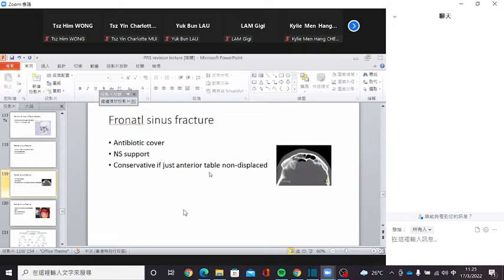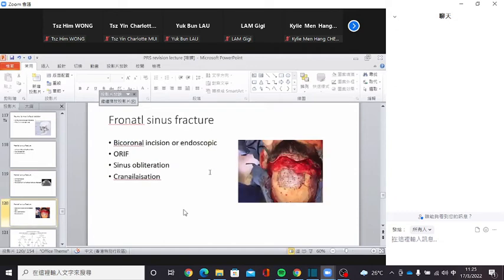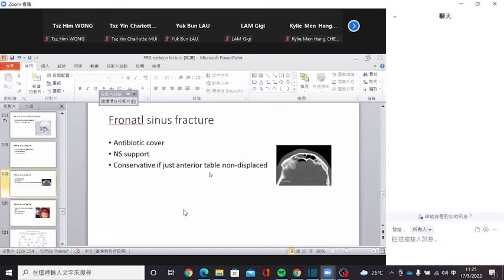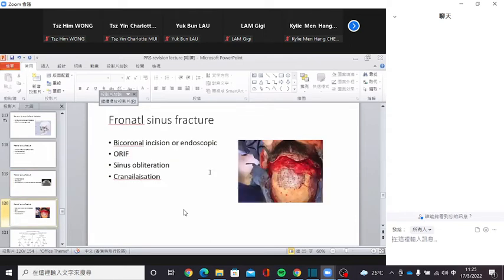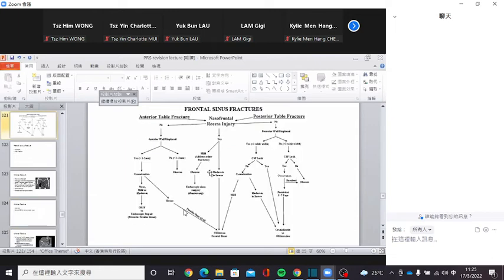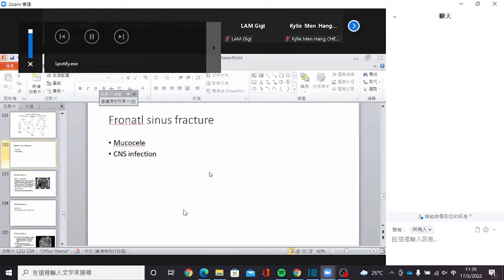You can see there is pneumocephalus. It could be conservatively managed if just the anterior table is undisplaced. If there is posterior table involvement, then we need to weigh the pros and cons of repairing it. The approach is a coronal incision, and then fix the bone fragments. Sinus obliteration is to prevent mucocele formation. This is a diagram summarizing it, but I don't think you need to know much about frontal sinus fracture.